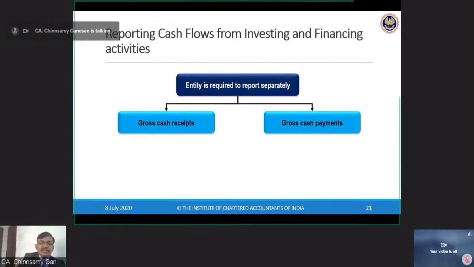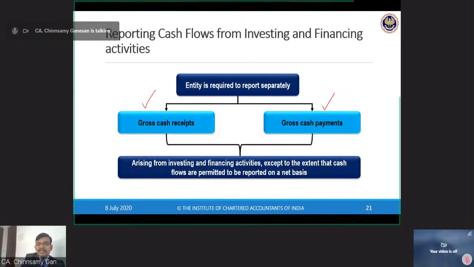We said on a gross basis you have to report the cash inflows and cash outflows, unless the cash flows are permitted to be reported on a net basis. What do you mean by permitted to report on a net basis? You have a legal right to set off. For example, if I have taken a working capital limit from a bank and I have also repaid that loan to the bank, a partial repayment has been made, so the net amount I can show. Short-term borrowings from banks, within brackets net, I can show.